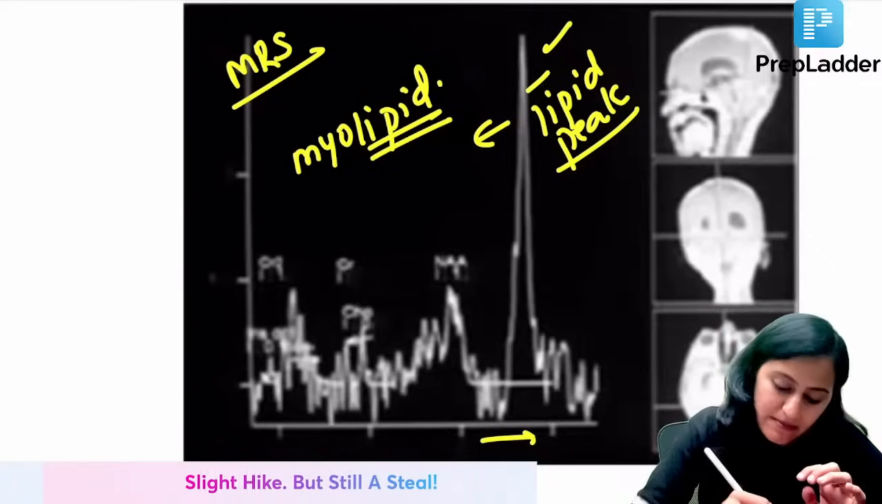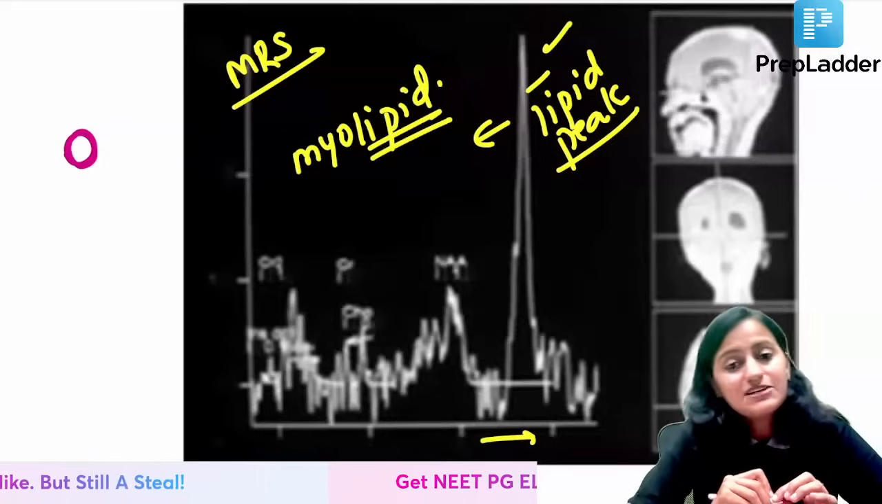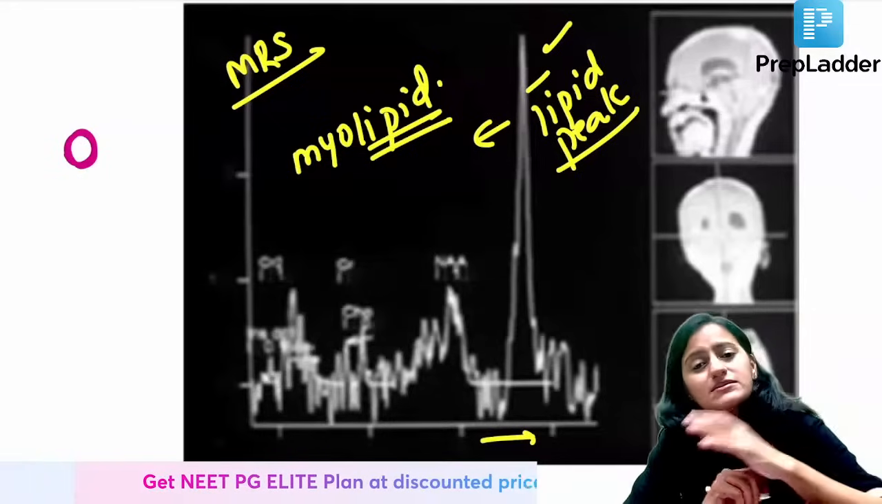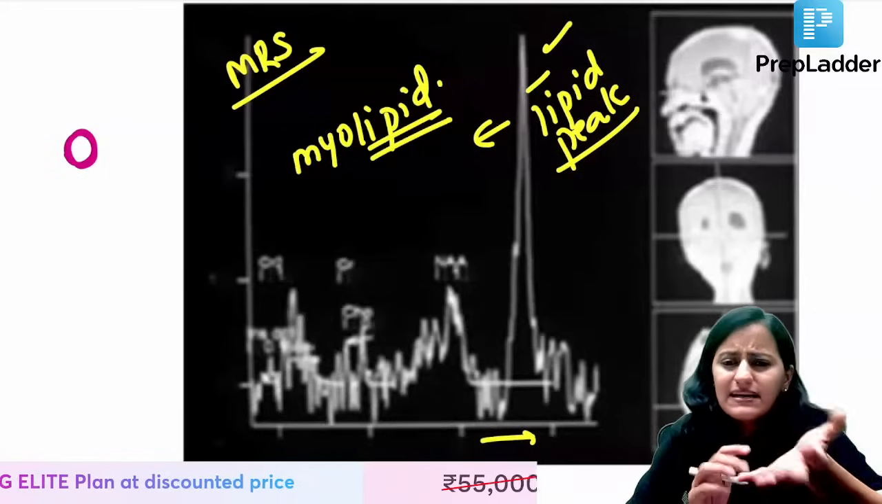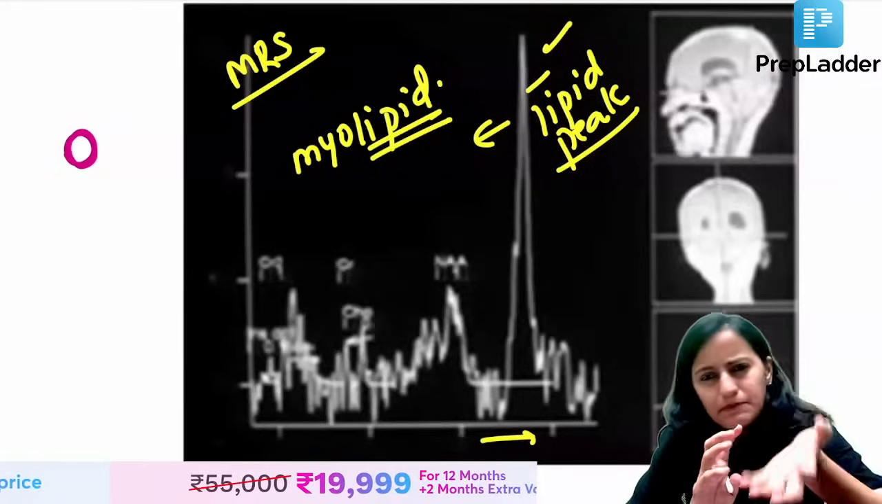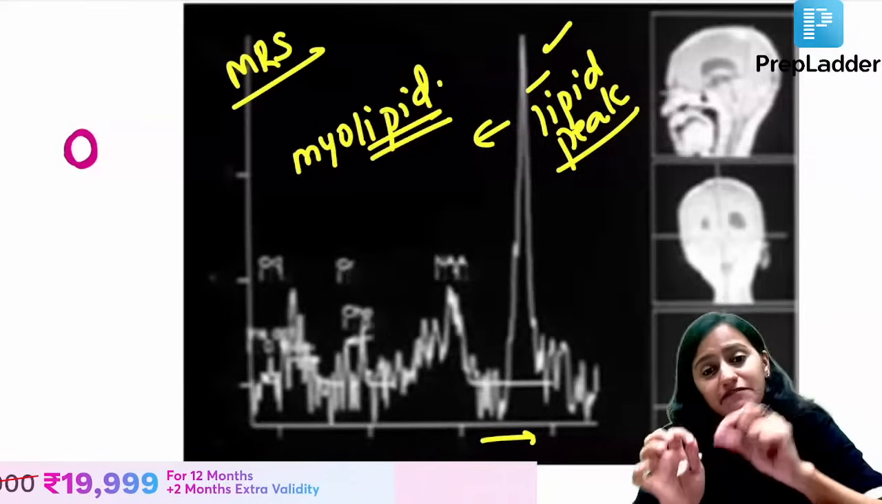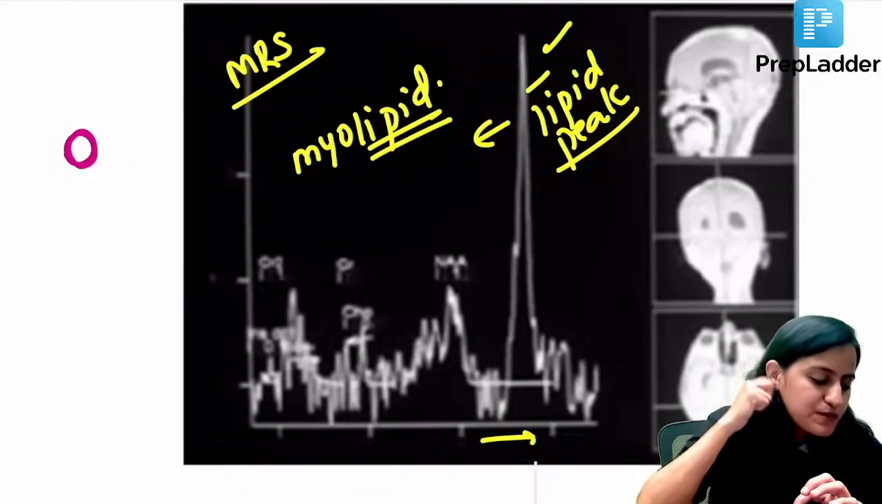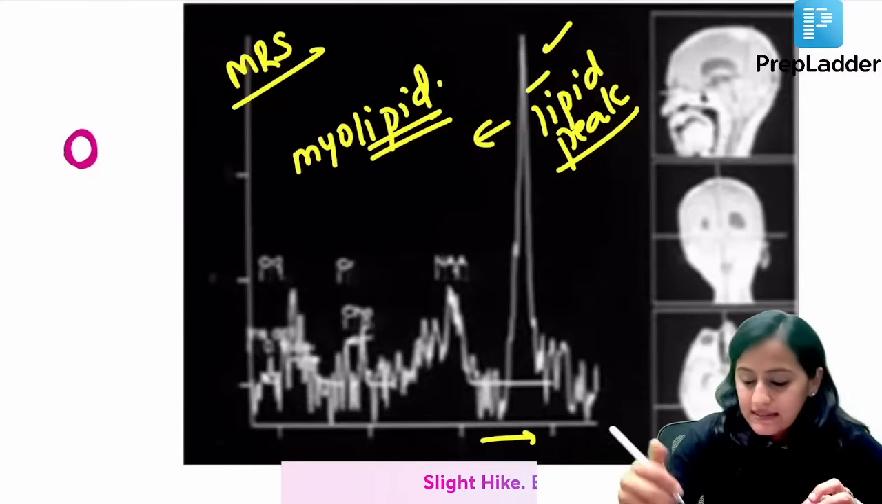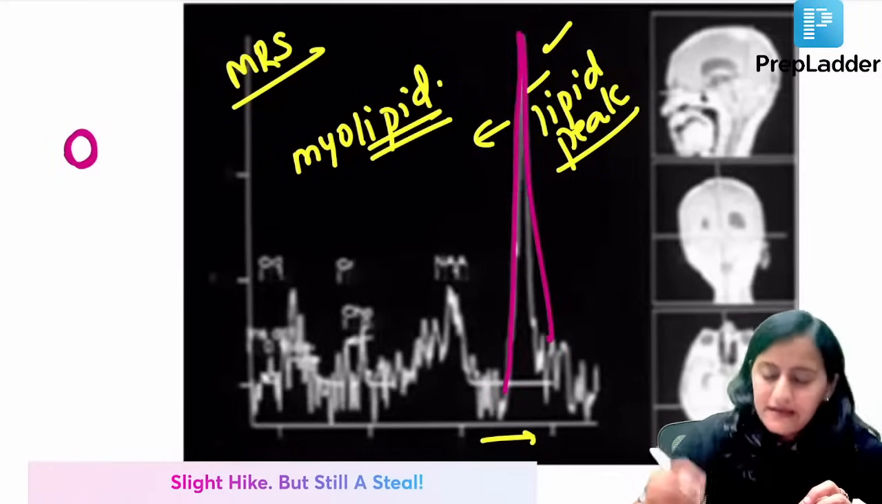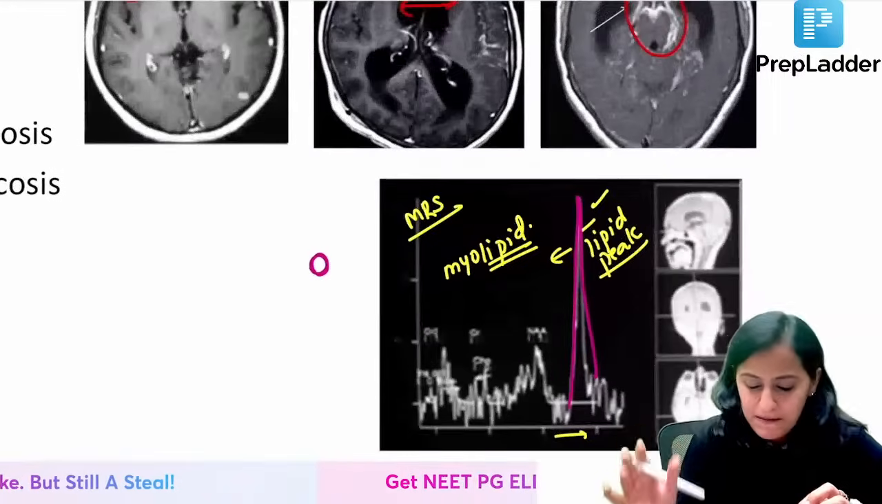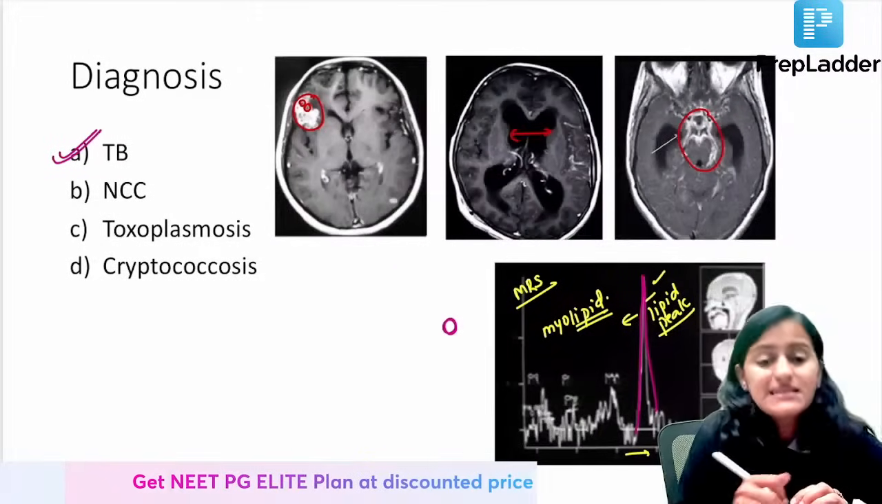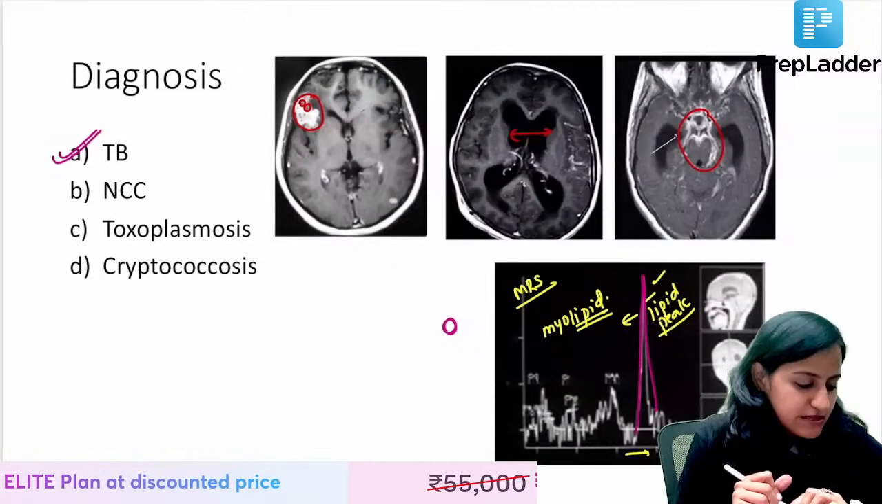Remember, both of them can appear as ring enhancing lesion, be it neurocysticercosis, be it TB, or even metastasis or maybe brain abscess. But if you see a lipid peak, that is TB. So MR spectroscopy helps you to identify that. The lipid peak is seen on the right side. Okay, it is seen at around 1 ppm. This is going to be TB. Okay, this is TB. Clear with everyone?